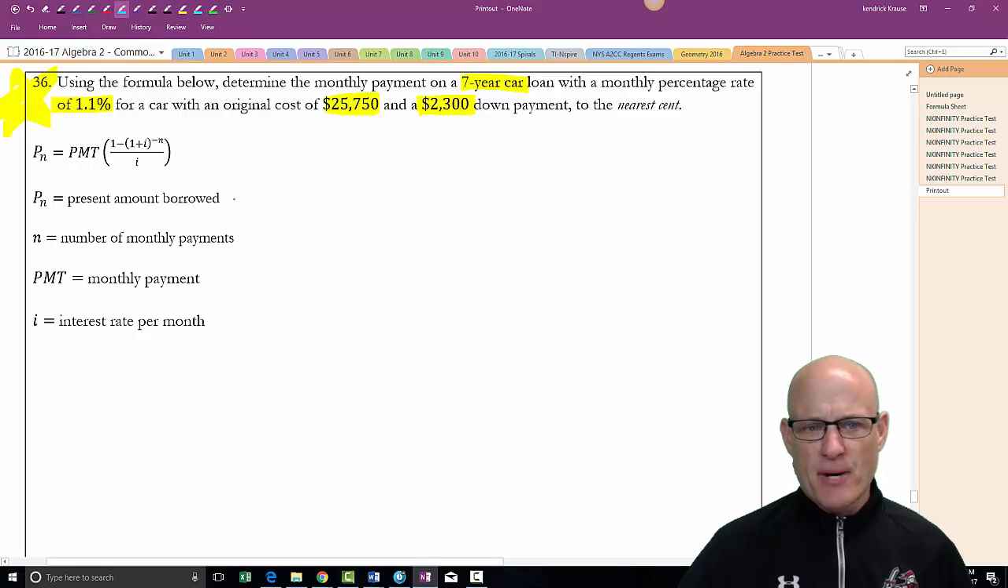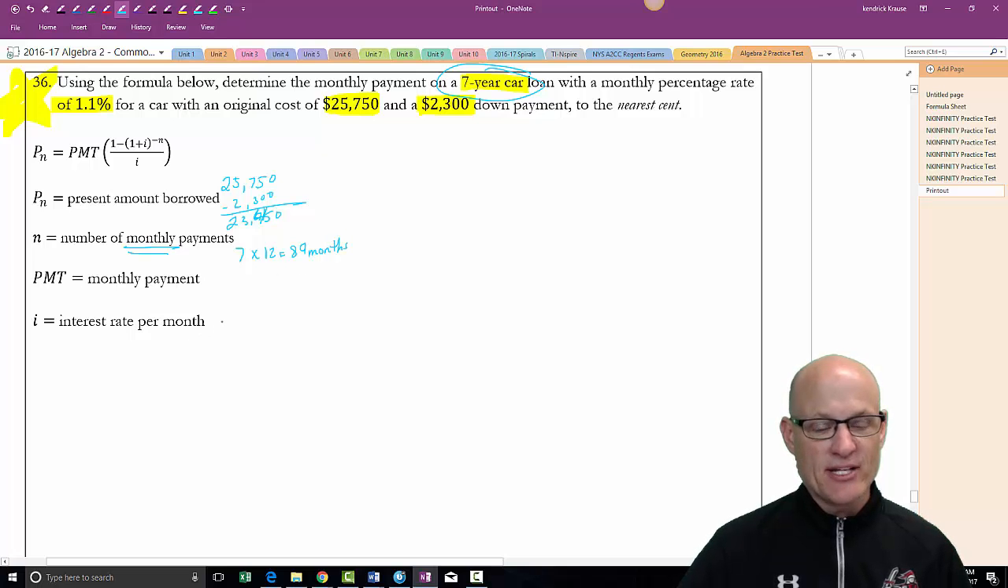How much am I going to borrow? If the original price of the car was $25,750, and I put a down payment of $2,300, then I really only have to borrow $23,450. So that's how much I'm borrowing. The number of payments is monthly, and I'm doing it for 7 years, so I've got to be careful. It's 7 times 12, which is 84 months.